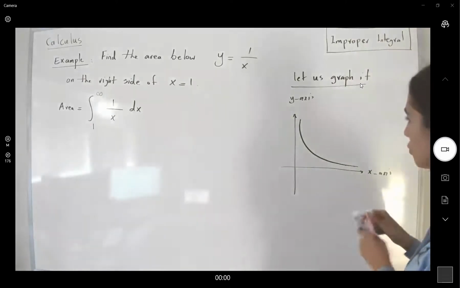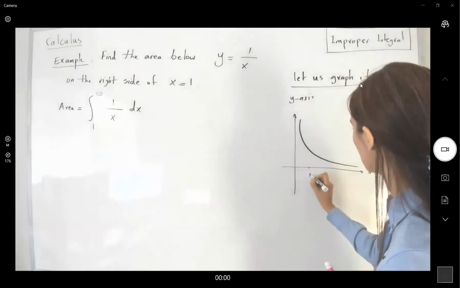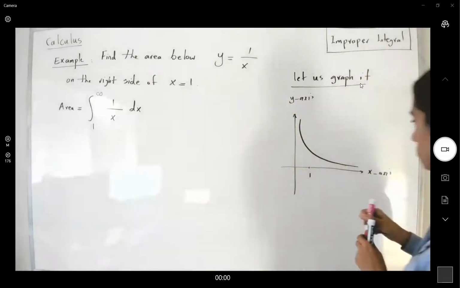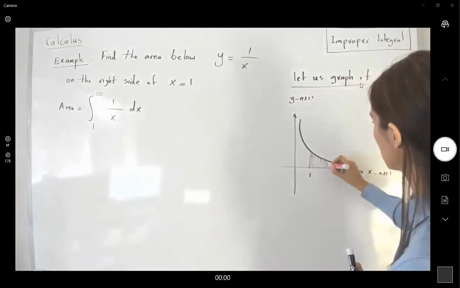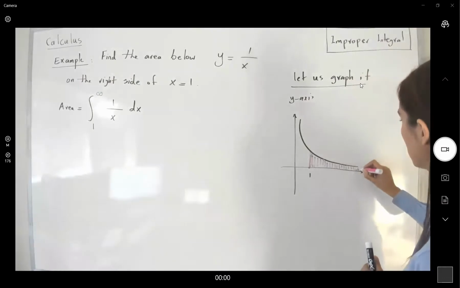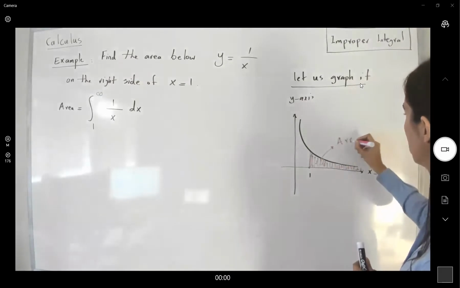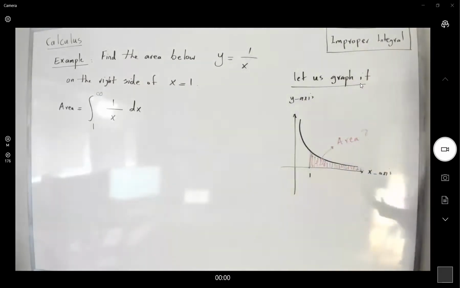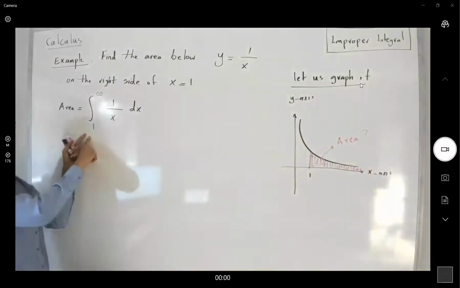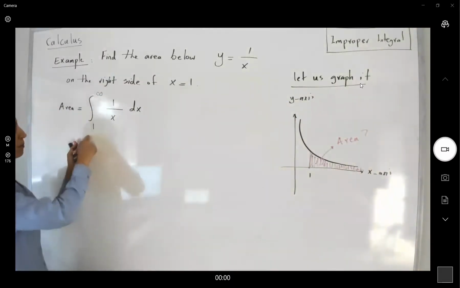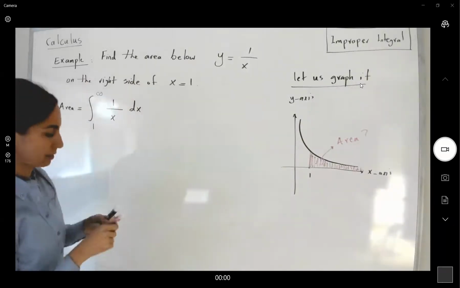And we want to know what's the area on the right-hand side of x equals 1. So this is 1. This is the area that we want to calculate. What is this area? So we are calculating the improper integral from 1 to infinity of the function 1 over x dx.